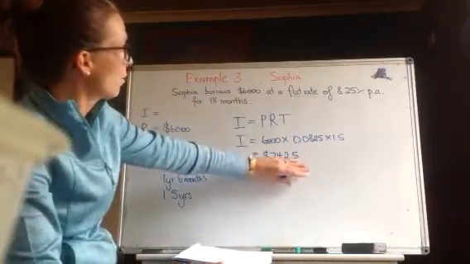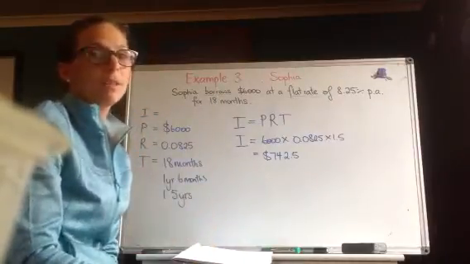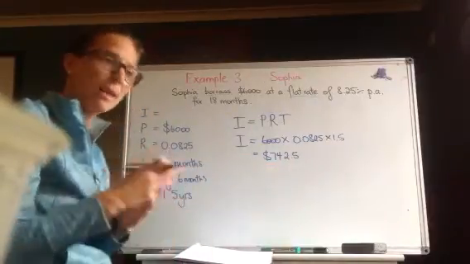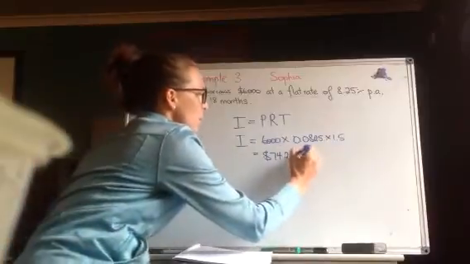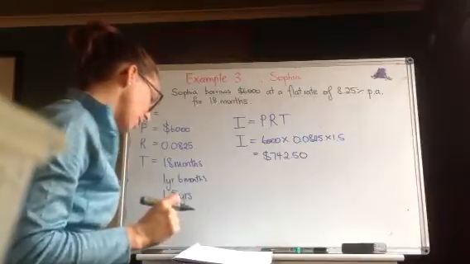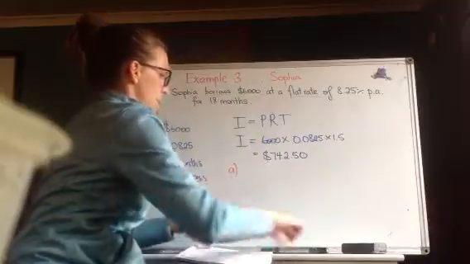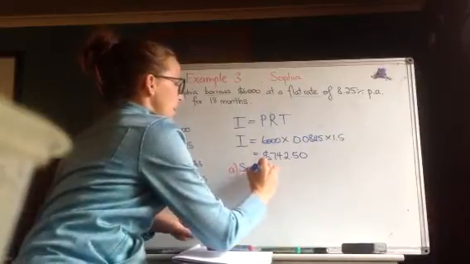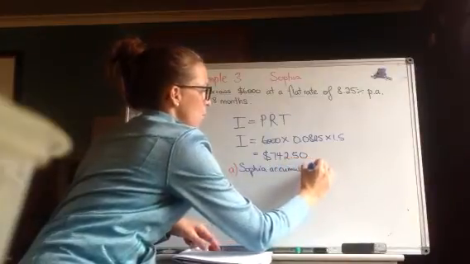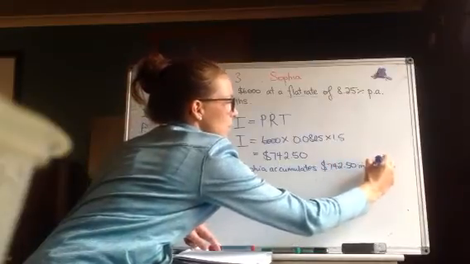So when you pop it in your calculator, you'll get this. Now it's really important when we're talking about money that we round correctly. It doesn't make sense to round to 1 decimal place. We have to round to 2 because that gives us dollars and cents. Okay, so we need to make sure we've written $742.50. So the answer is Sophia accumulates $742.50 in interest.